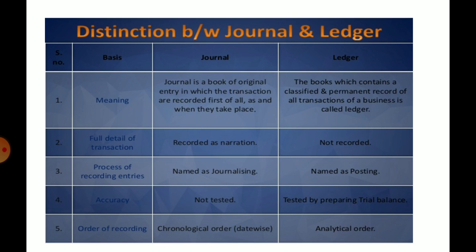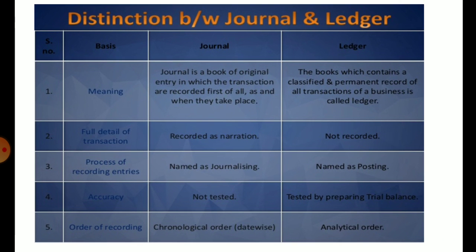what is the distinction between journal and ledger? So, journal is a book of original entry in which the transactions are recorded for the first time as they take place. As you studied in the previous chapter in your book, in journal we enter all the transactions for the first time. Okay, but ledger is just a classified and permanent record of all the transactions of the business. That is called ledger. Ledger is prepared on the basis of journal, so you know this very well.